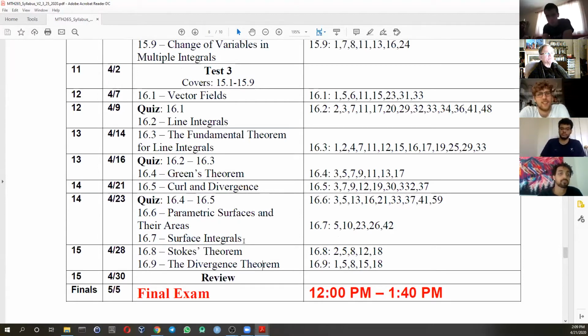And I'm going to bet no one listened to me then, but we're doing it. So I would go and retroactively listen to me if you are struggling with parameterization. Because we're going to parameterize surfaces, not just curves now. And why do we care about surfaces? Because we want to use Stokes' theorem and the divergence theorem. And what are these things?